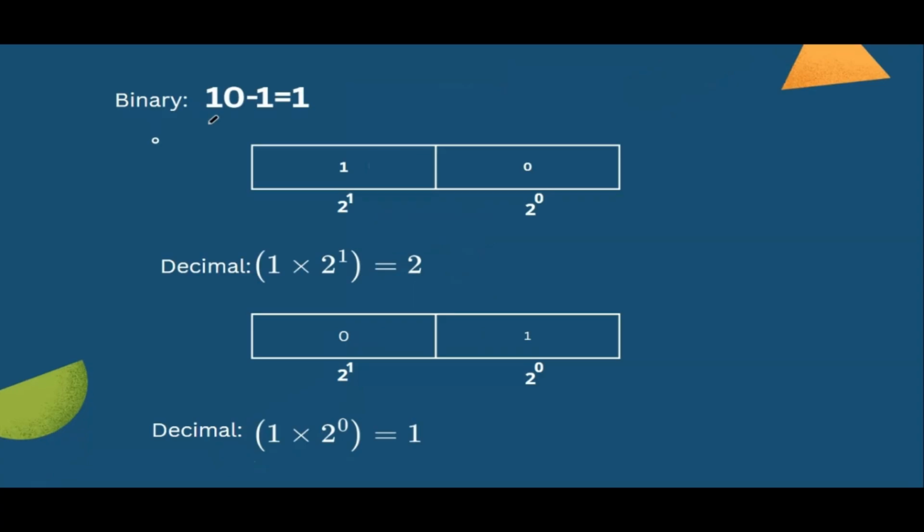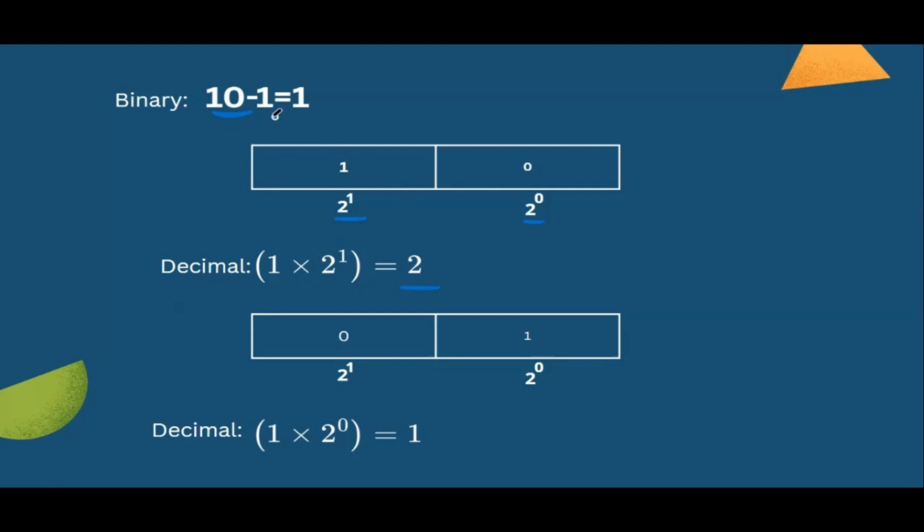Also in binary subtraction, 10 minus 1 is equal to 1. Consider this number 10. When we assign the place values, to the LSB we assign 2 raised to 0, and to this bit we assign 2 raised to 1. We are trying to convert this 10 to the decimal equivalent. We get 1 into 2 raised to 1, which is equal to 2. That means the decimal equivalent of 10 is 2.